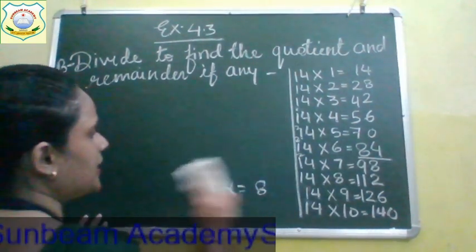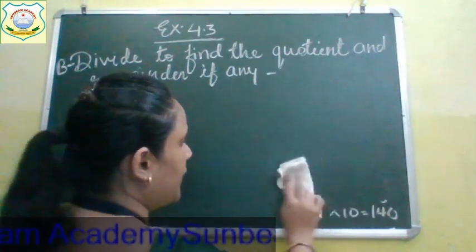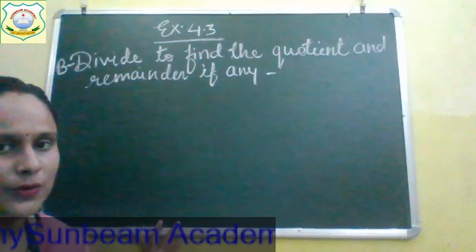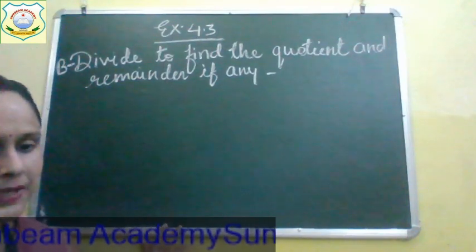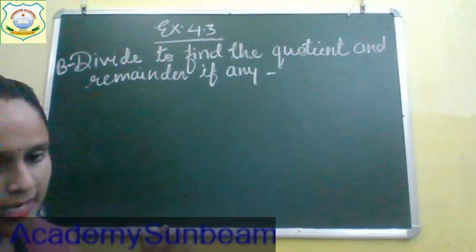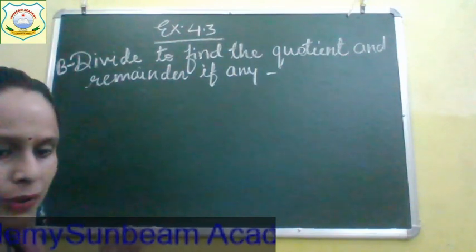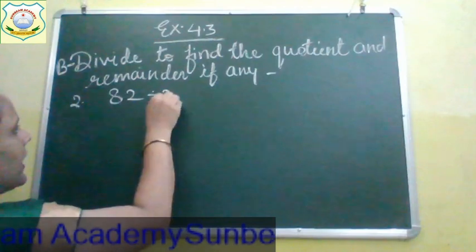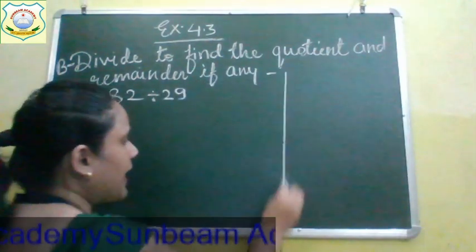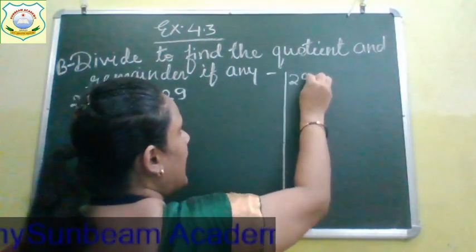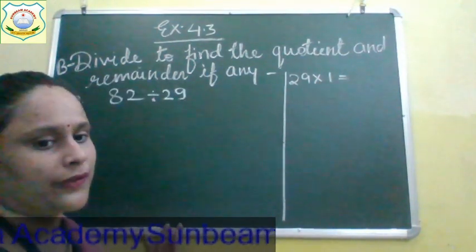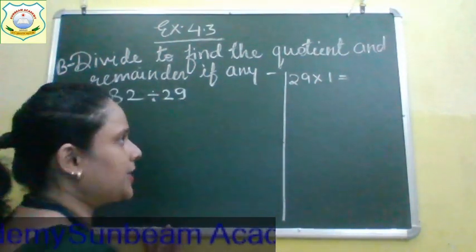Your next question is, so you have to write the table in the corner of your notebook. Okay, you have to write the table. Now see the next question. Your next question is 82 divided by 29. Now write the table of 29. How to do horizontal multiplication everyone has learned, so we will apply horizontal multiplication here.